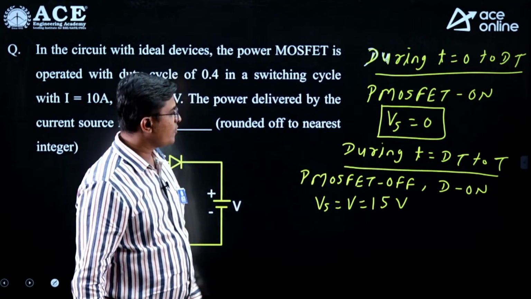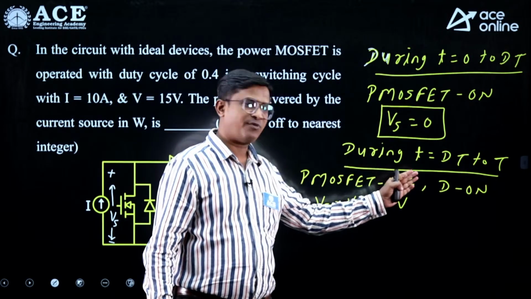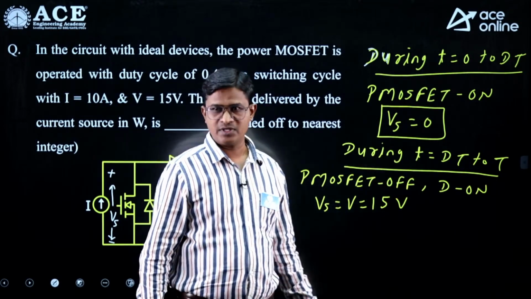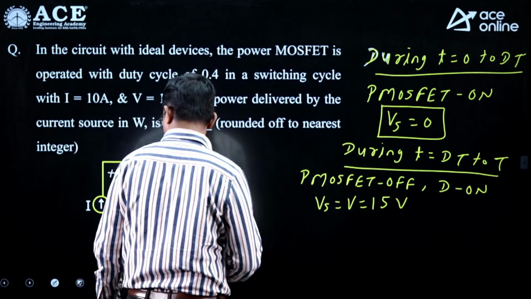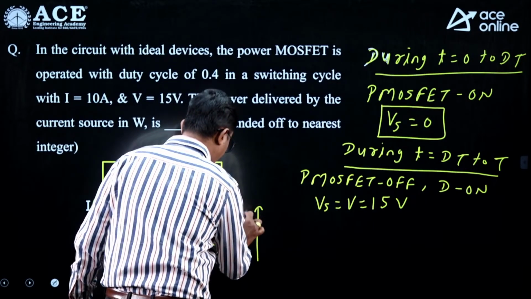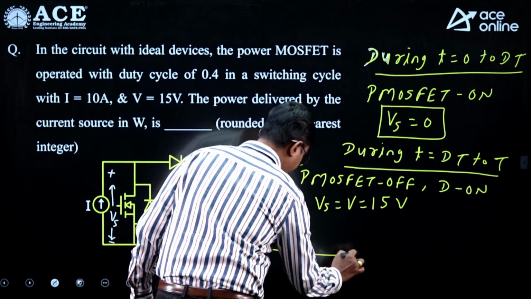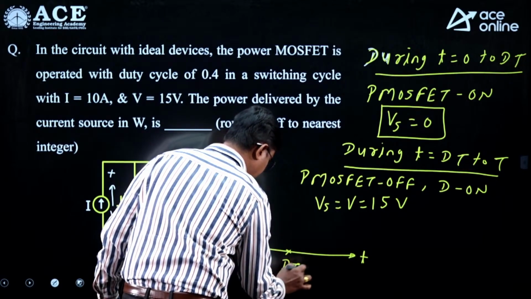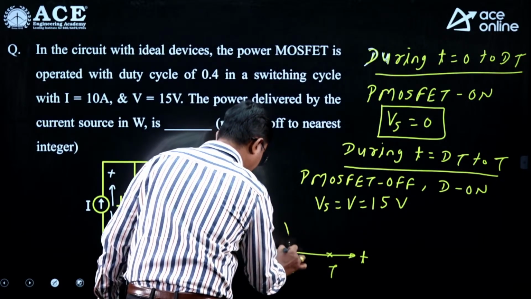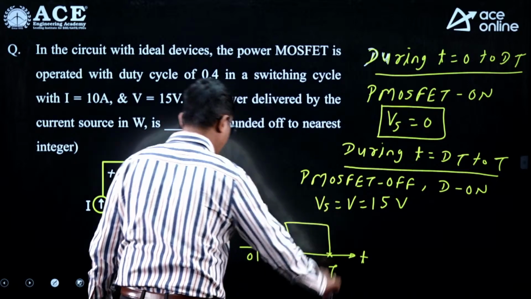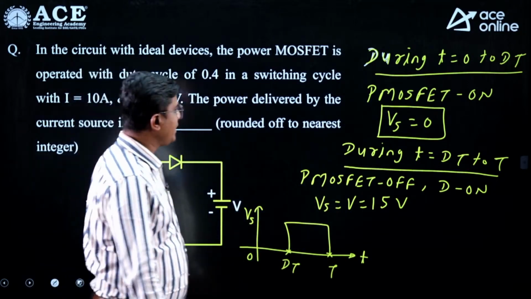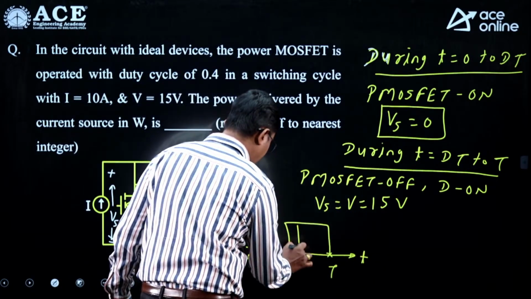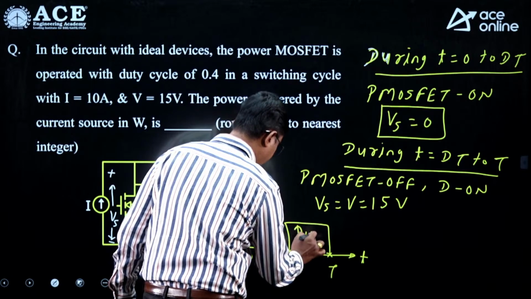So here, during on time of a MOSFET and during off time of a MOSFET, we have written the Vs value. So how will my Vs plot be? The Vs plot will be like this: 0 to dt, dt to t. During 0 to dt, Vs is 0, and during dt to t, Vs is 15 volt. That is V, 15 volt.